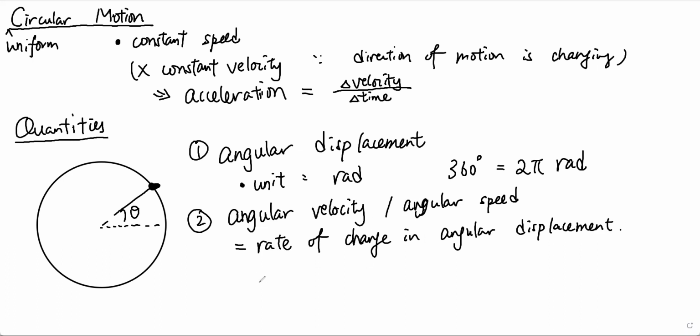Now in formula, for angular velocity, we use the symbol omega. Omega. It looks like a W, but it's a bit fat here.